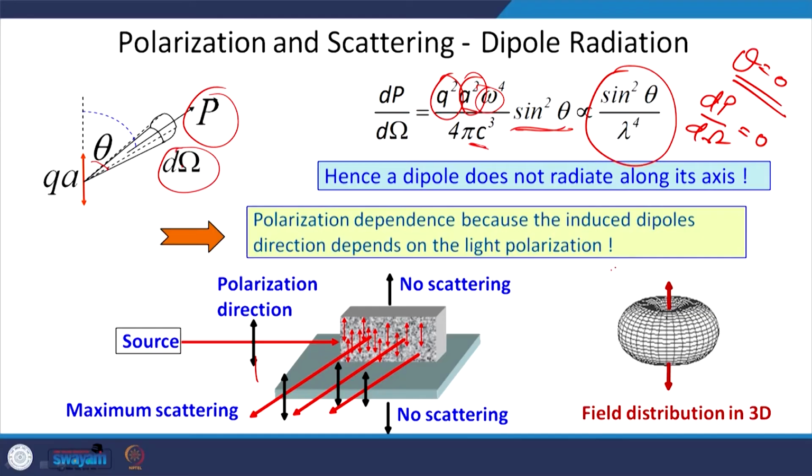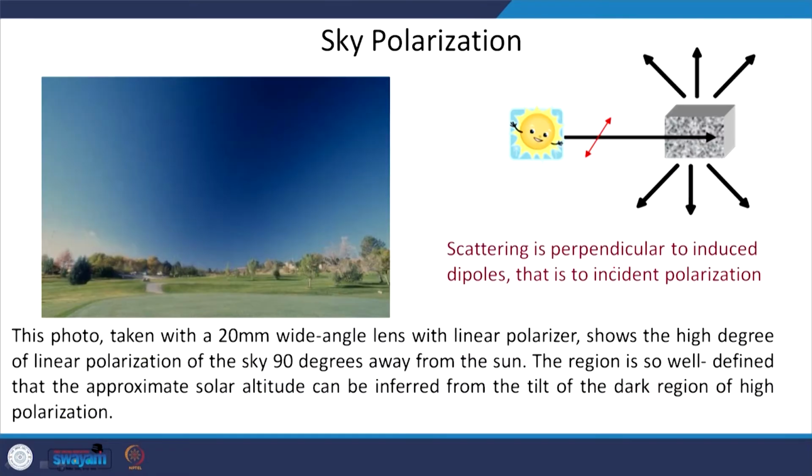So, the field distribution in 3 dimensions is given by this. You can see that in the direction of the oscillation of the dipole you do not have any radiation coming out; the maximum comes in the direction 90 degrees to it. Sky polarization. So, scattering is perpendicular to the induced dipoles, and that is perpendicular to the incident polarization.